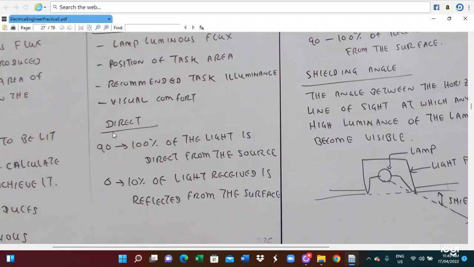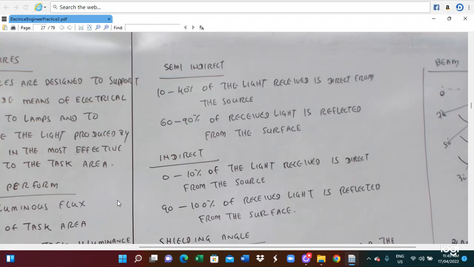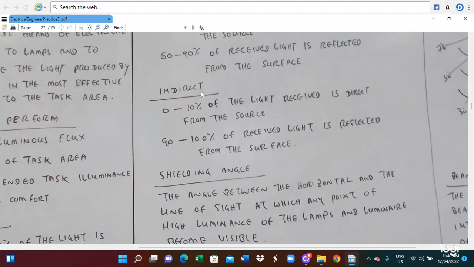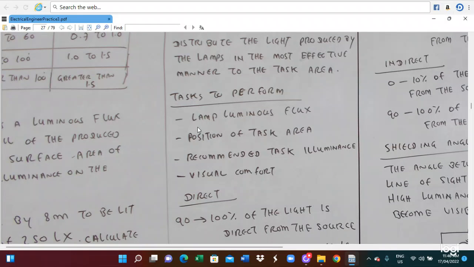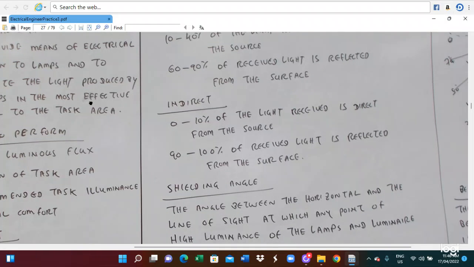Also, with direct lighting, 90 to 100% of the light is direct from the source, and 0 to 10% of the light received is reflected. So this is the direct lighting system. Semi-direct means that 10 to 40% of the light received is direct from the source, and 60 to 90% of received light is reflected from the surface. This is indirect: 0 to 10% of light received is direct from the source, and 90 to 100% of received light is reflected from the surface. So these are the direct, indirect, and semi-indirect kinds.